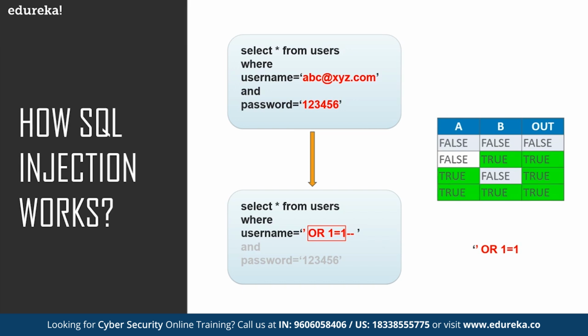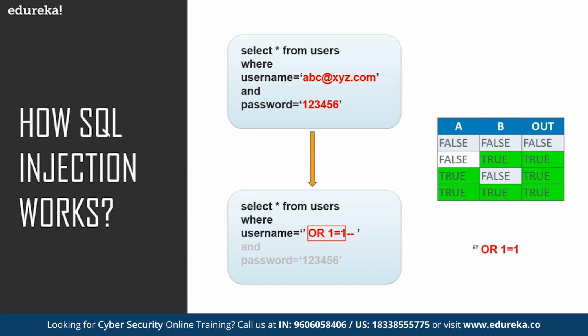Now the first inverted comma is used to close the string parameter. Whenever you give something as an input in the input box of the web application, it is considered a string in most cases, especially for username and password. So the first inverted comma is used to close this string parameter. Then there is the OR function, and after that there is a statement that is 1 equal to 1.